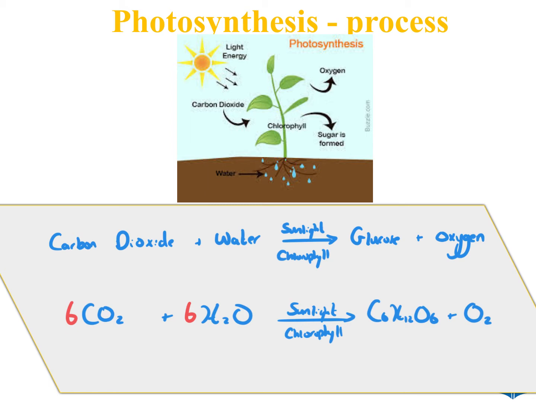So let's just double check again. We've 6 O2s, which has given us 12 oxygens. We've 6 O's there, which is going to give me a total of 18. We have 6 there, and we have another 2 there, which is 8. Okay, we need another 10.